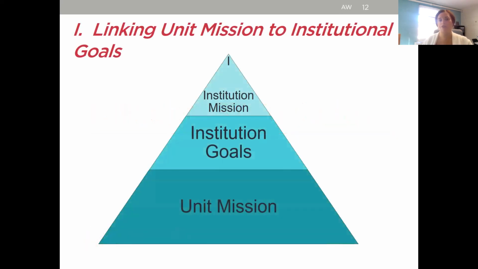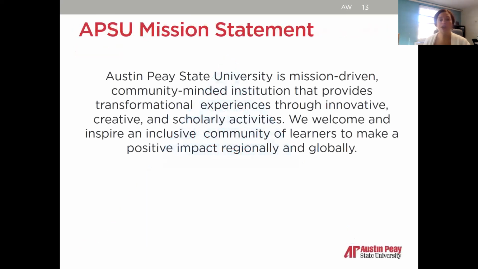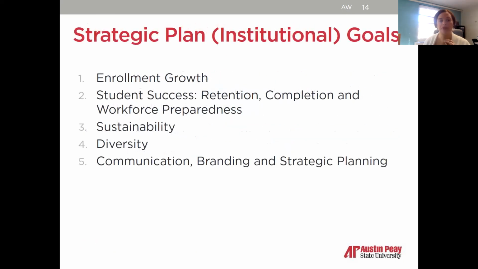So the unit mission fits into the institution mission and our strategic planning goals, which are TBD at the moment. But we do have the new APSU mission. So make sure you check that out and think about how your unit mission aligns with that as well. Strategic plan goals might be developing, but these are the basic buckets for the moment. And you want to think about those as you articulate your mission.